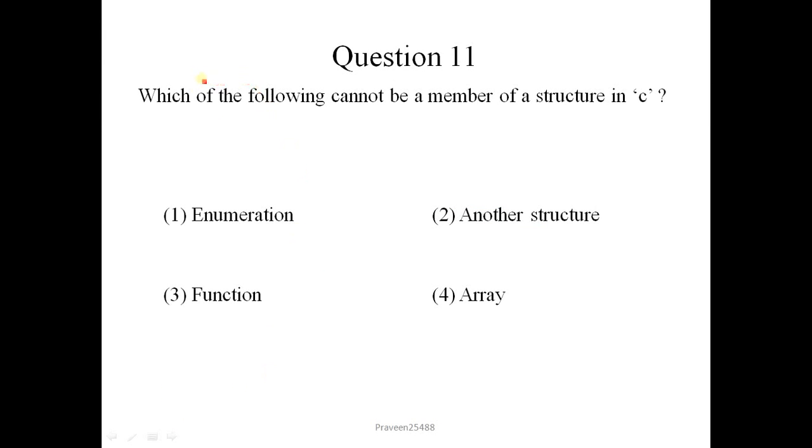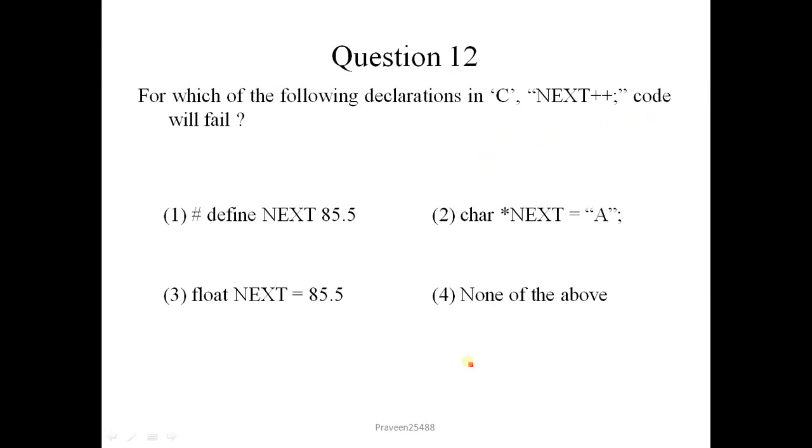Next question is, which of the following cannot be a member of a structure in C? So the correct option is number 12. For which of the following declarations in C++ will the code fail? #define next 85.5, char *next = 'A', float next = 85.5. So all are correct. The correct option is 4, none of the above.